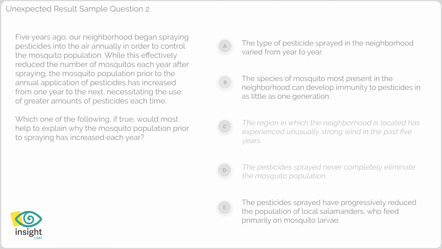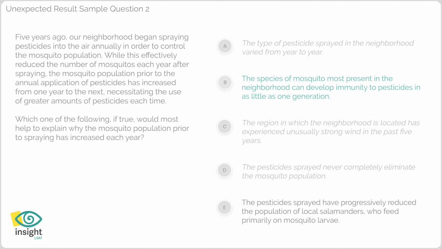The weirdness no longer feels weird. And what's left to deal with here? A. Yeah, I never liked this one too much. So you've changed pesticides year after year. Why has the initial population of mosquitoes been going up? This simply doesn't address that. It's out. And that leaves just B, the immunity one.